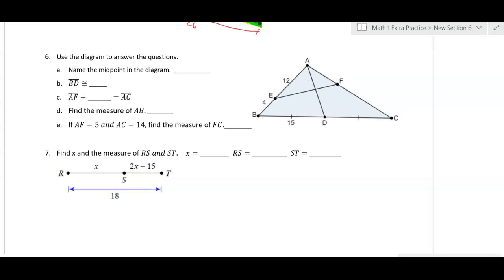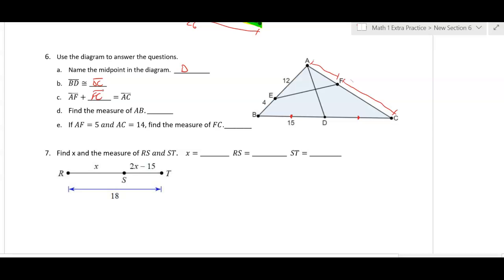In this diagram, name the midpoint. Well, a midpoint is going to help create 2 congruent segments. So if I look, this marking and this marking make it 2 congruent segments. So the midpoint would be D, point D, because I know BD is congruent to DC or CD, it doesn't matter. Now if I look, segment AF plus what equals segment AC? AF plus FC will give me that whole segment.